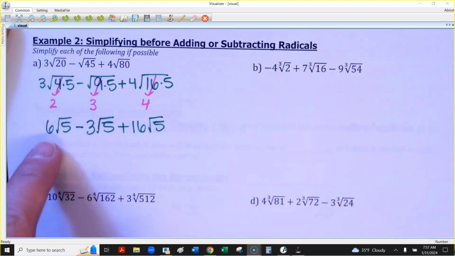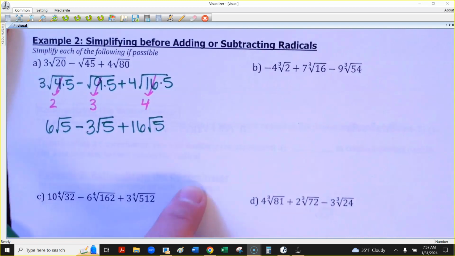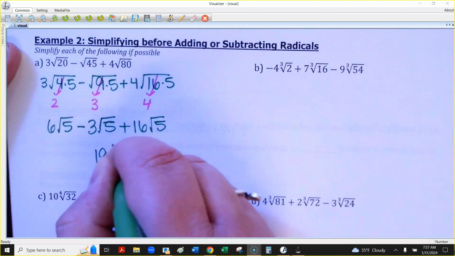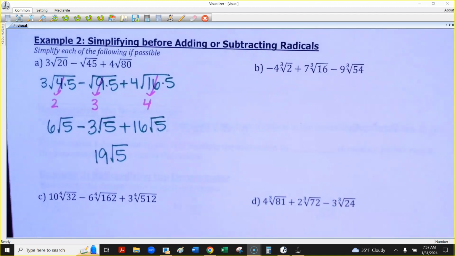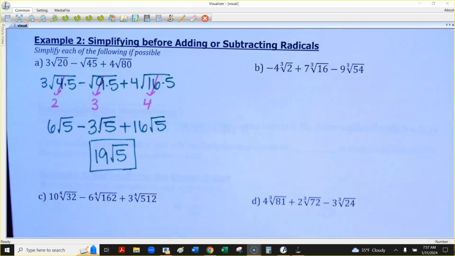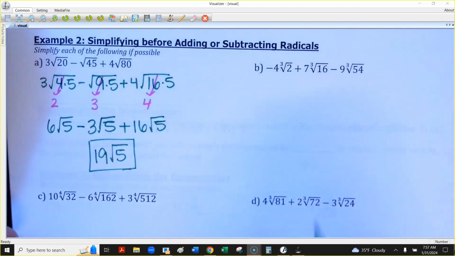So you literally just take and add or subtract the numbers. So like 6 minus 3 would be 3, plus 16, we'd have 19 square roots of 5. You don't change the radical, you don't change the index, you don't put like 15 under the square root or anything like that. You just take and add or subtract the numbers that are in front of the radical if they're like radicals. All right, now this one will be trickier.